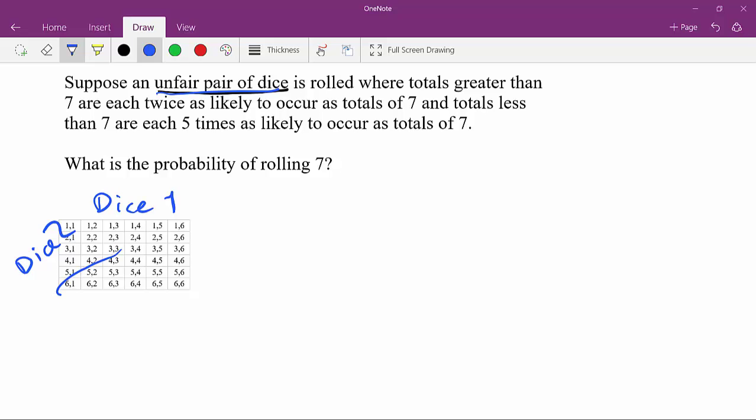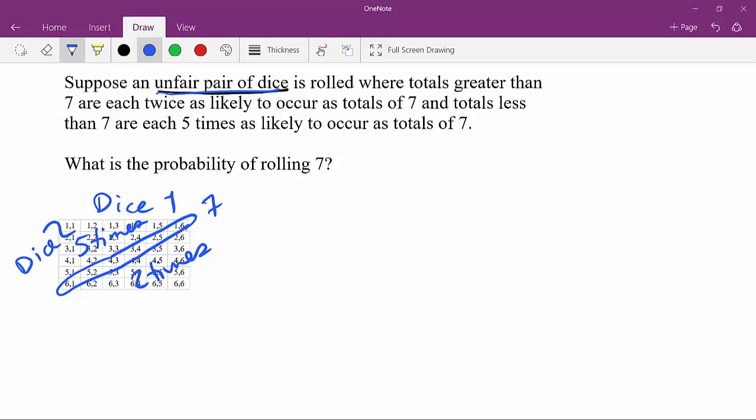in which anything above this particular diagonal, this is where your totals are 7, anything above this is 5 times as likely to occur as anything on that column, and anything below is 2 times as likely to occur as anything on that column.